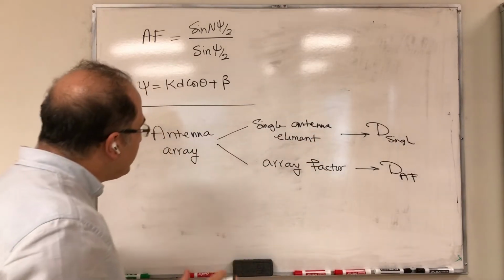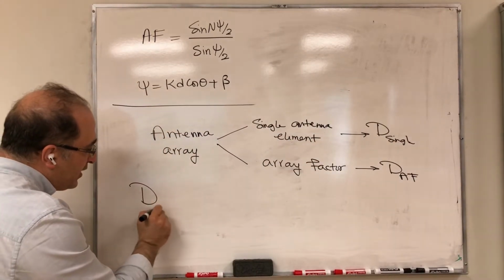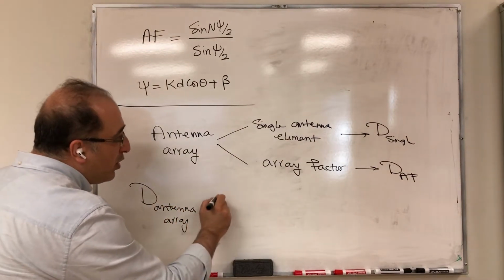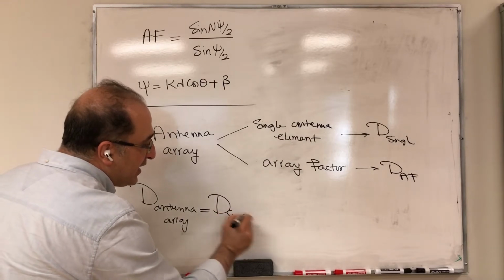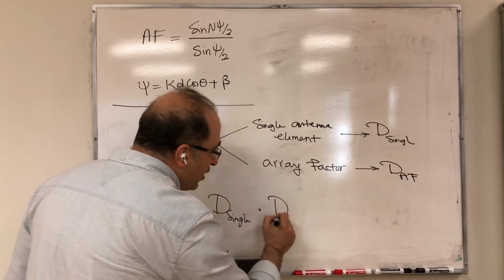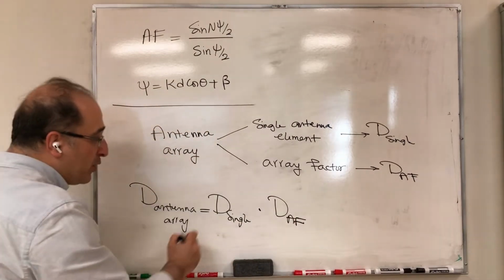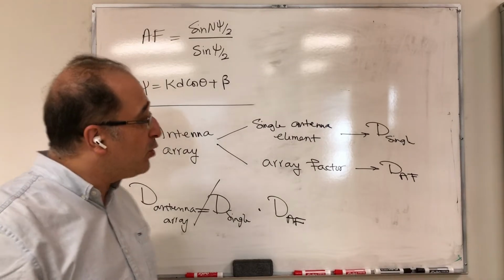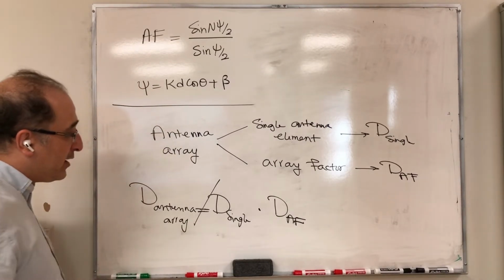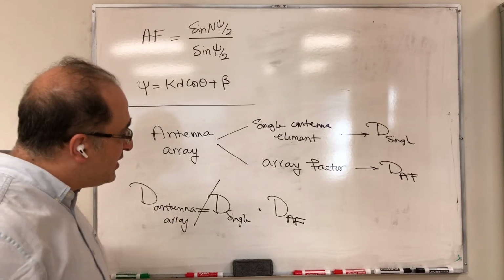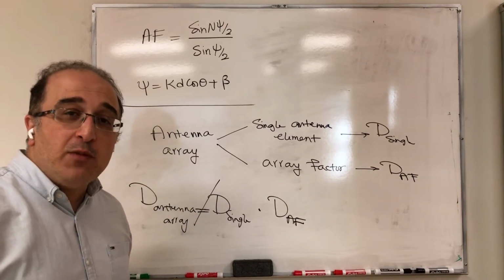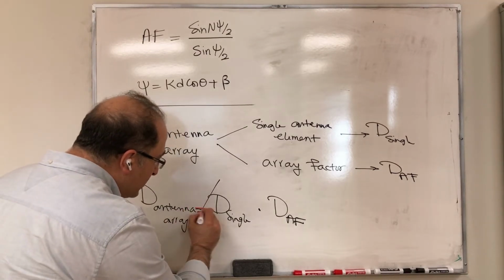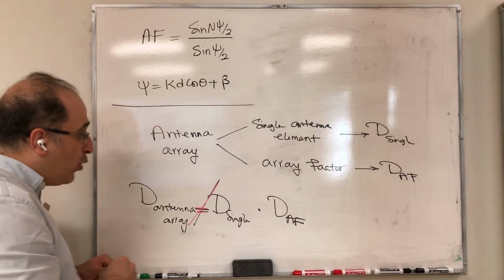Now, you might be tempted to say the directivity of the antenna array is going to be equal to the directivity of the single antenna element multiplied by the directivity of the array factor. But that's not the case. This is important to note: if you have an antenna array, you cannot say that its directivity is equal to the single antenna element's directivity times the directivity of the array factor. I want to emphasize that this is not equal. So don't make this mistake.